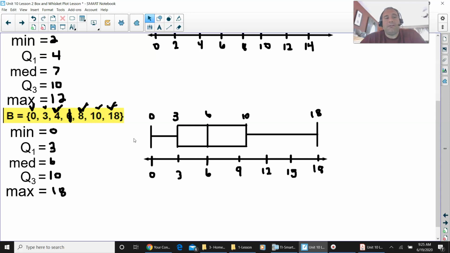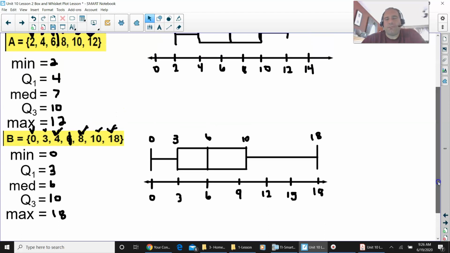Again, you could do this in the calculator also, but again, it's so easy that sometimes with numbers like this, it's just so easy to get the 5-number summary without the calculator. It's not really a difficult thing to do.